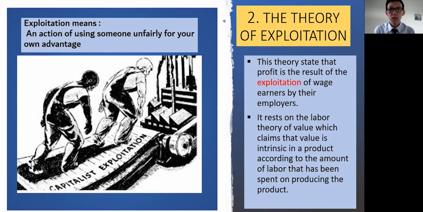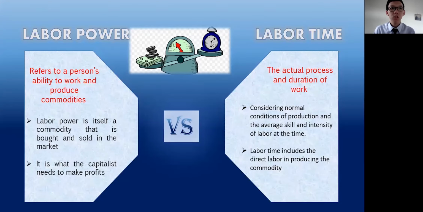This theory states that profit is the result of the exploitation of workers by their employer. Marx put forward 2 concepts, which are labor power and labor time. Labor power refers to a person's ability to work and produce commodities, while labor time is the actual process and duration of the work.